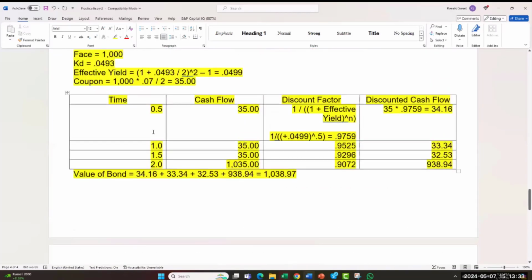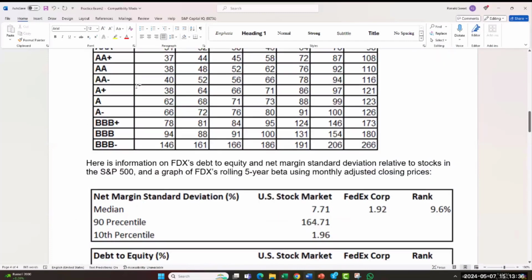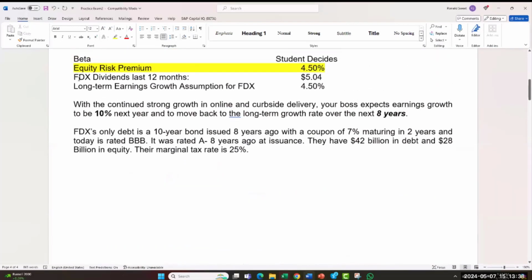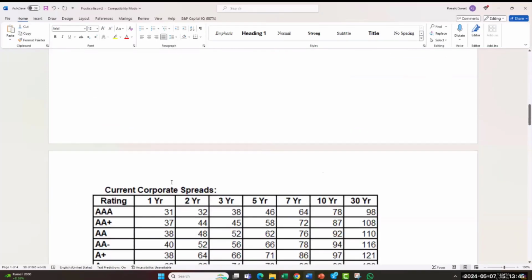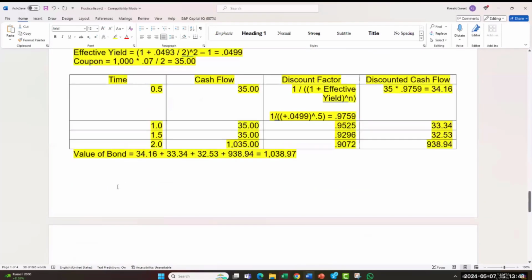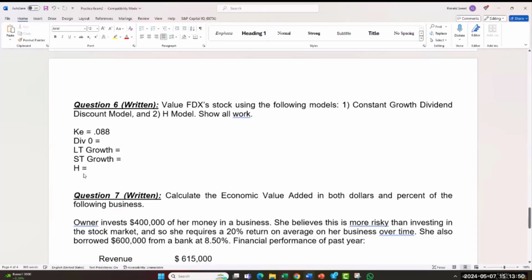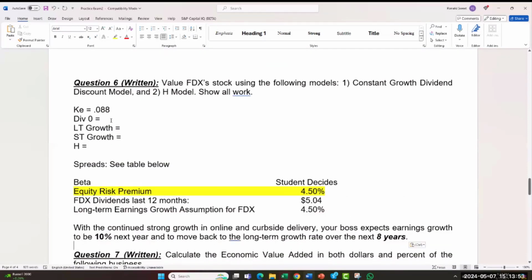So dividend 0, we can go back up and look at the problem. So let's copy this down and then I can delete it just so I don't have to keep going up and down. So their dividend 0 is 5.04. You see that right here. Long-term growth, 0.045. You see that right here.